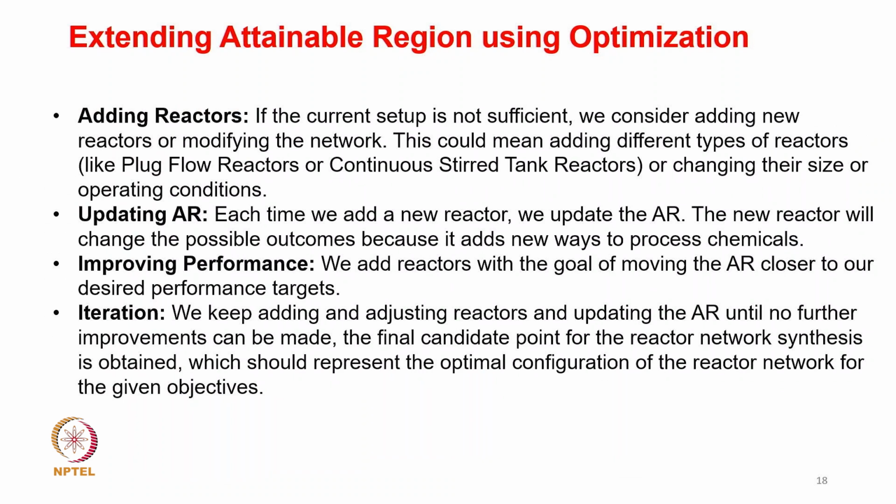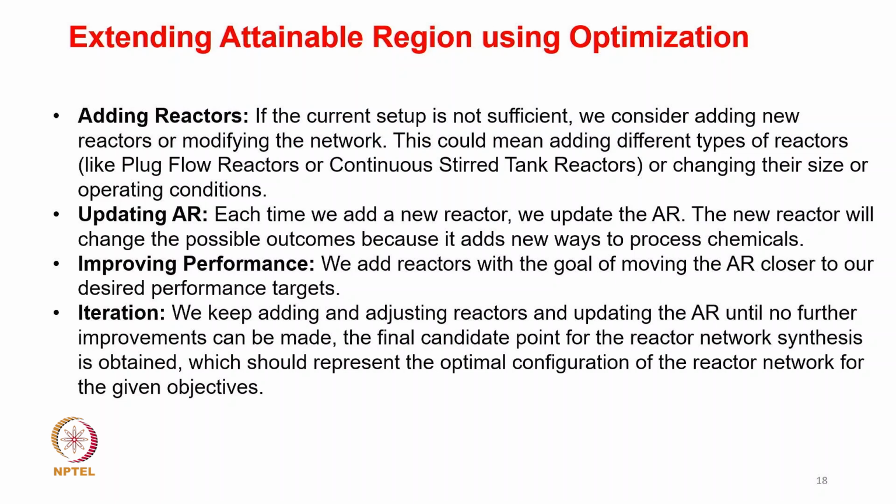If that is the case, you can consider adding more reactors, if the current setup is not sufficient. This could be a PFR or a CSTR, or changing the size, or you can also change the operating condition. If that is done, then you can again update the attainable region.